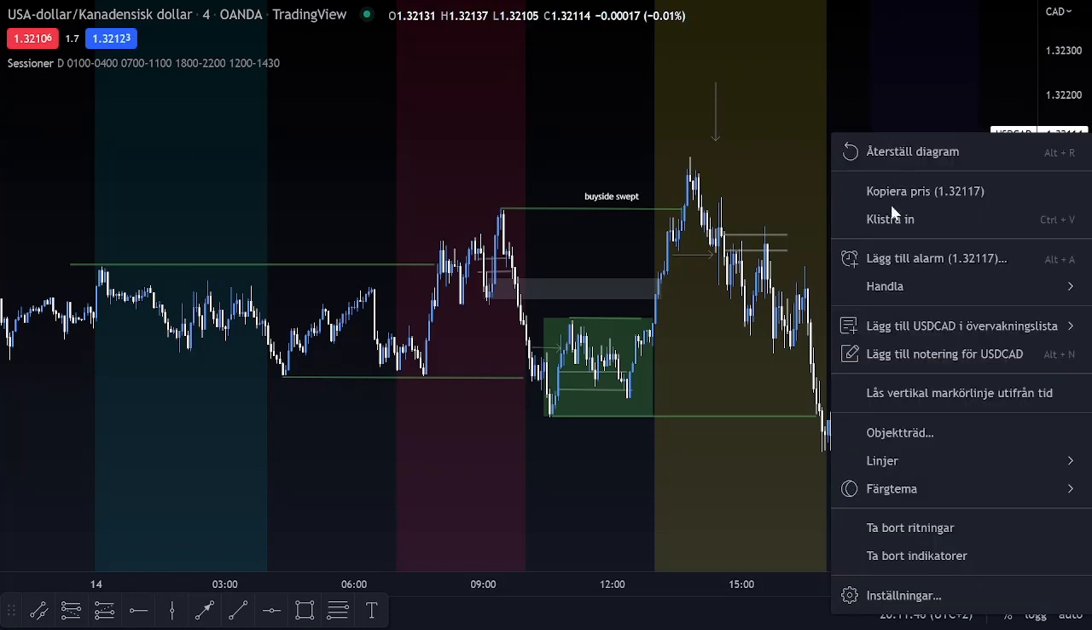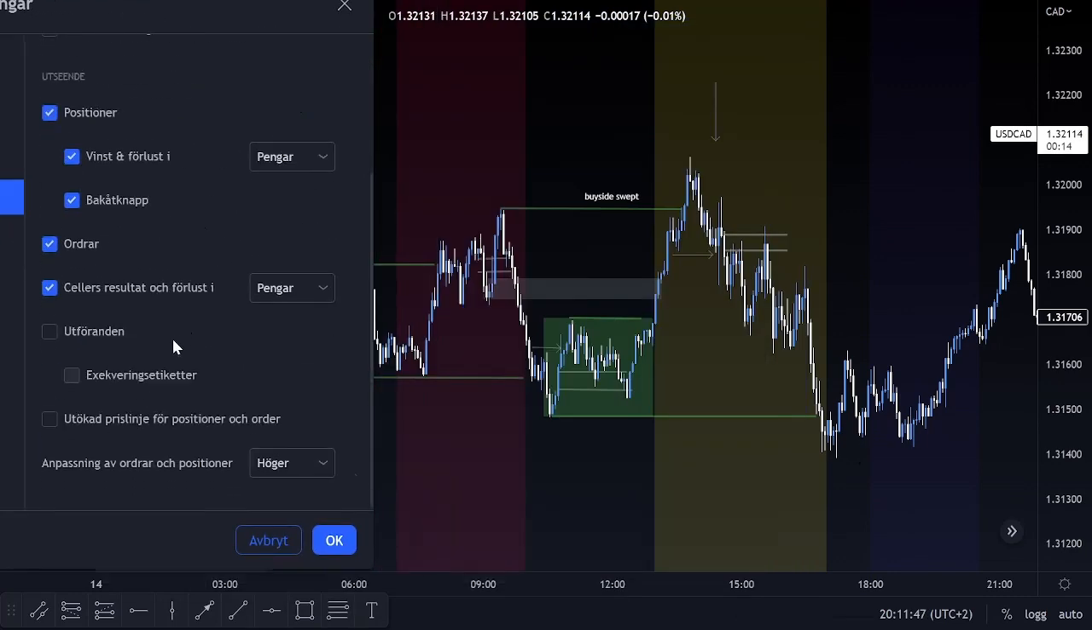And of course, you have some executions here. You can see them. I'm selling this fair value gap here and buying back at this low down here.